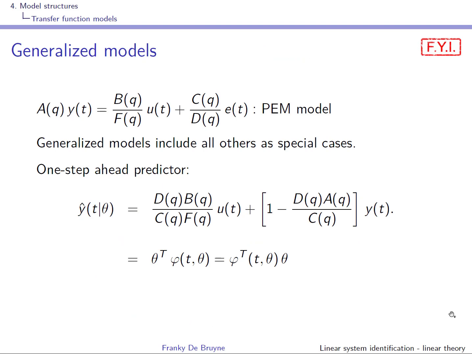Just for your information, the most general model structure is given here, and when you compare it with the Box-Jenkins model structure, you have the appearance of an A polynomial, so that you have parameters in this polynomial, the A parameters, that are common to G and H. But this is just for your information, because this type of PEM model, there is a PEM command in Matlab, is not used very often.